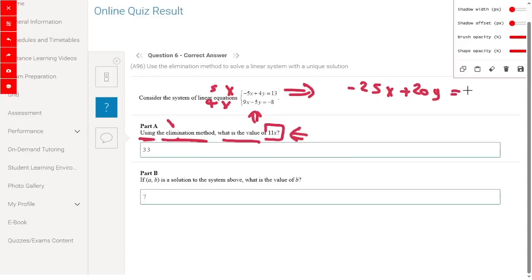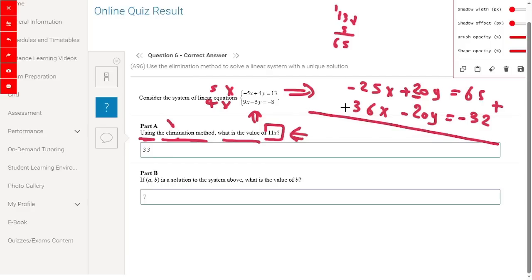Okay. And we have 13 multiplied by 5, which will be 65. The second one, we'll multiply by 4, so we'll have 36x minus 20y equal to minus 32. So now I have 20y and minus 20y, so I'll make addition. So 36 minus 25, I have 11x, and this 11x is what we want.